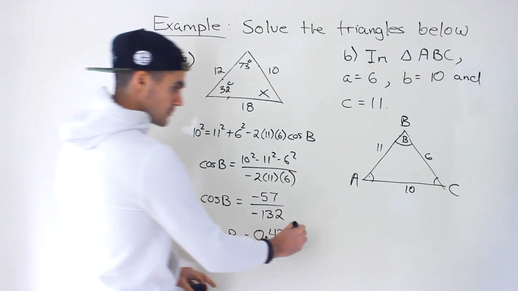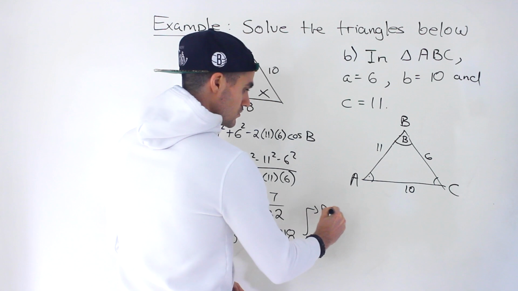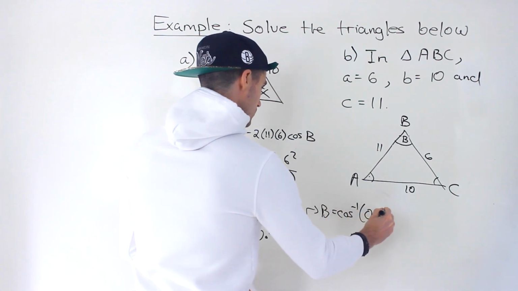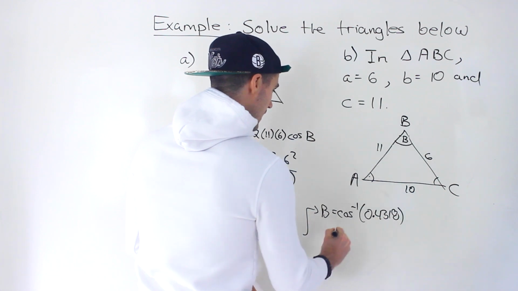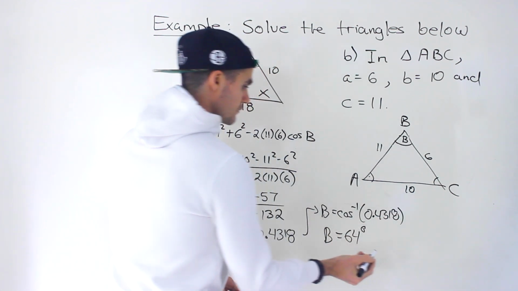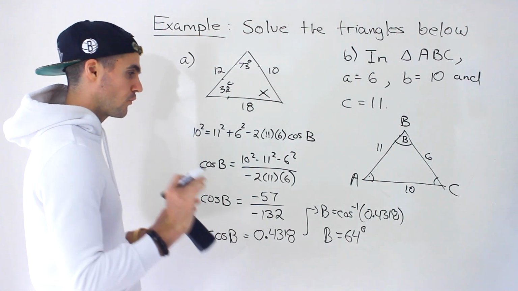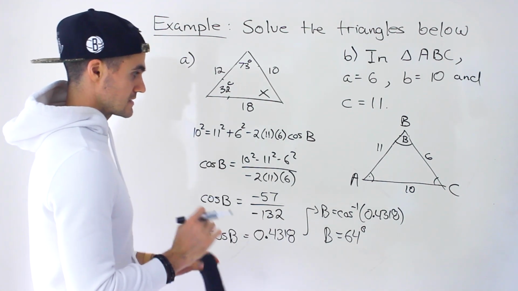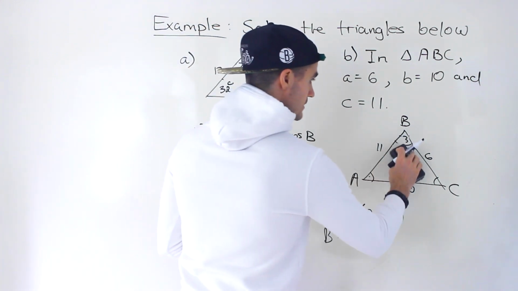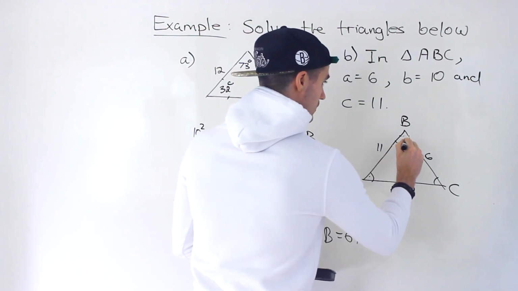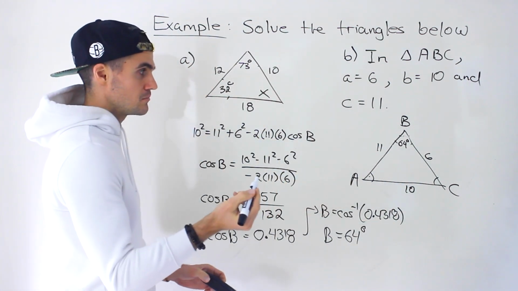And then we're solving for the angle B, so that would be cos inverse of that ratio right there. If we round, you'd get approximately 64 degrees. It'd be like 64.4 if you want to be more exact. I'll just leave it as 64 degrees. So this here is going to be 64 degrees. That's going to be angle B.